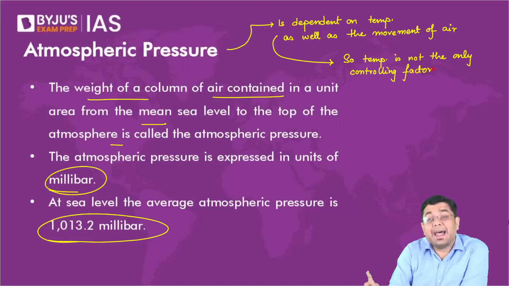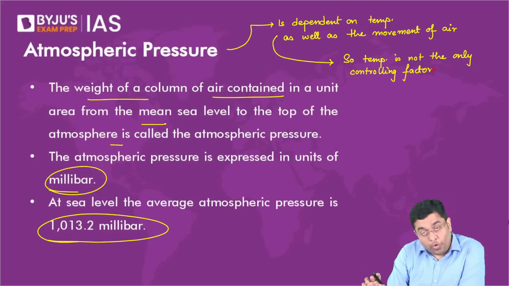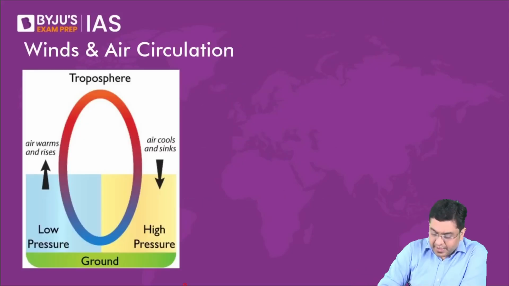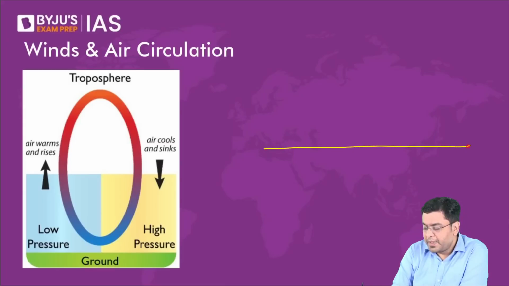So, it can happen that in areas which are warm, there can be a high pressure also. So, open your mind to that possibility. We'll talk about that possibility later. So, it can always end up happening. Now, here, let us consider the condition in certain regions. How is it that the air circulation is attained?